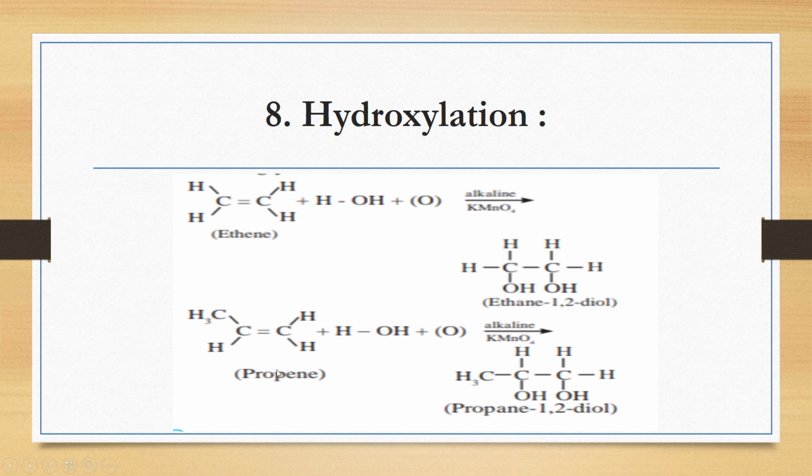Now take another example of propene. You can see 1, 2 and 3 carbon atoms over here, and the double bond is present between the first and second carbon atom. We are adding water in presence of oxygen. We are carrying out the hydroxylation reaction by using alkaline potassium permanganate KMnO4. So the double bond will open up and we get two OH groups at each of the carbon atoms, and thus propane-1,2-diol will get formed as the product.